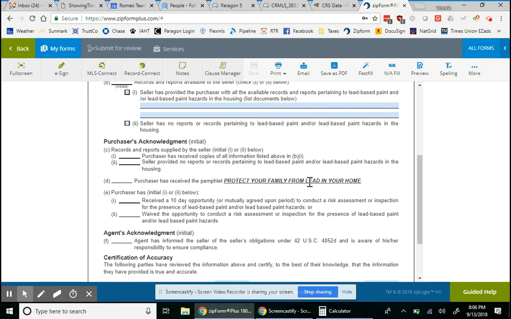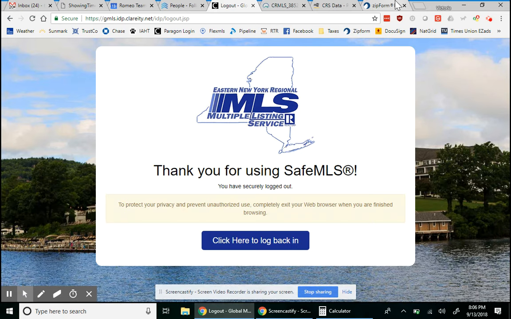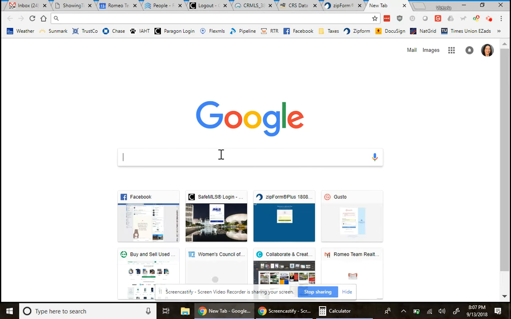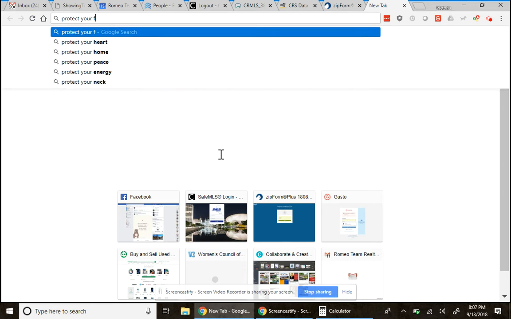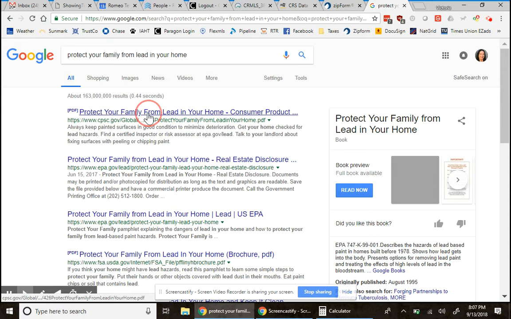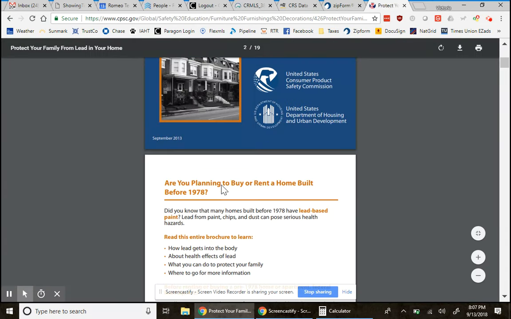Do we have a copy of that anywhere, because they're initialing that they received the pamphlet? Yeah, you can Google it. It's also in Paragon, pretty sure. It's under the listing I forms. You can go to the government's link. If you just Google "protect your family from lead in your home," it's right there. Okay. So you send people the link. Okay.